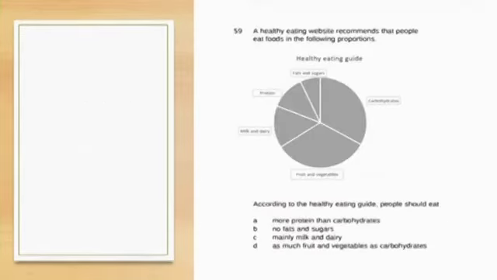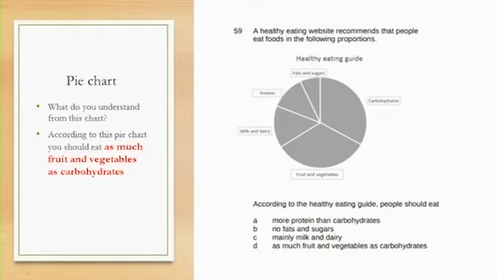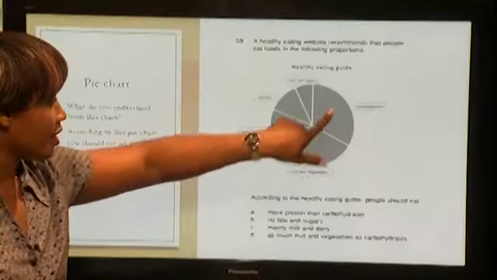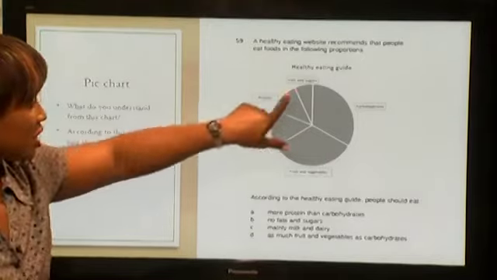A healthy eating website recommends that people eat food in the following proportion. You can look at the pie chart and just pick out some information there. What do you understand from this pie chart? According to this pie chart, let's see. This and this look the same. It doesn't match anything else here.